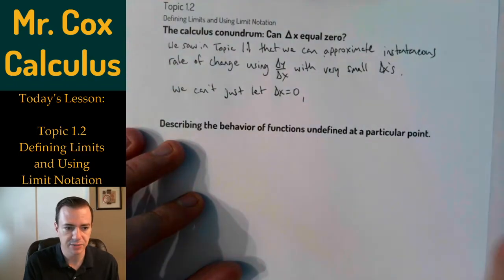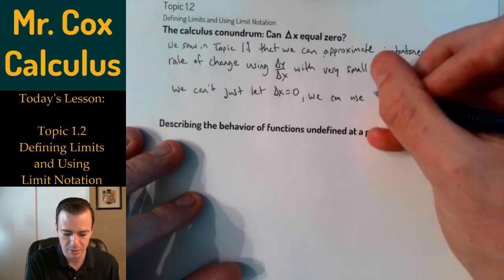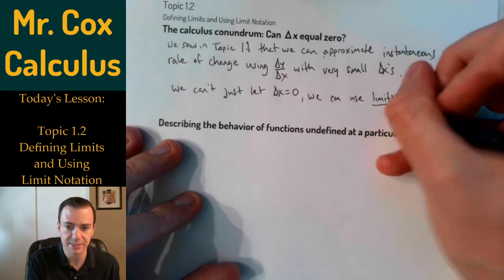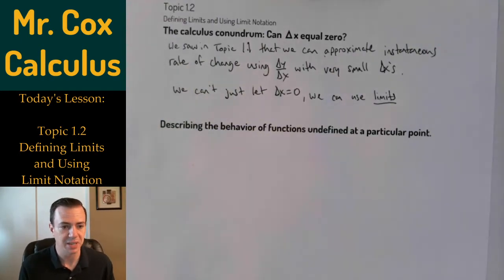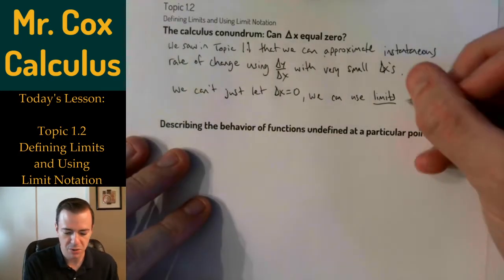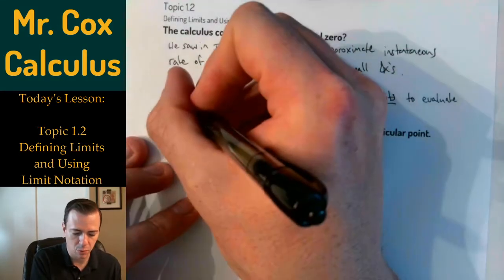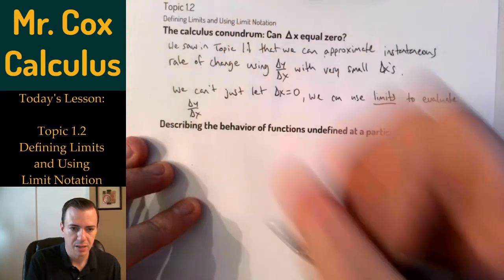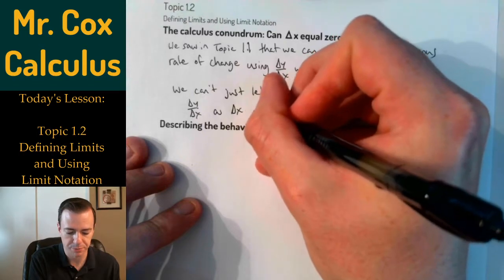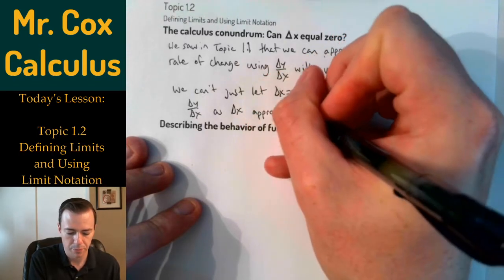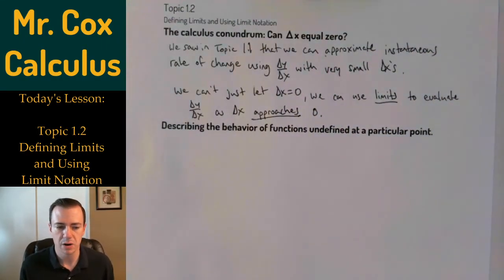However, calculus gives us a tool. We're going to use this idea of limits. And limits allow us to evaluate things as we get close to a value. So we're going to use limits to evaluate delta y over delta x as delta x approaches 0. And that's really what we were doing in our previous topic.